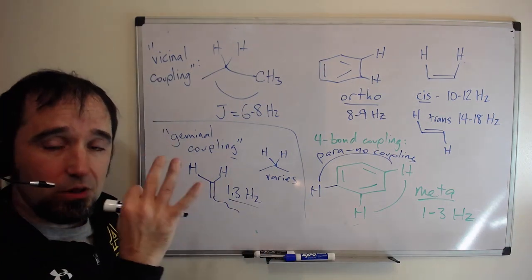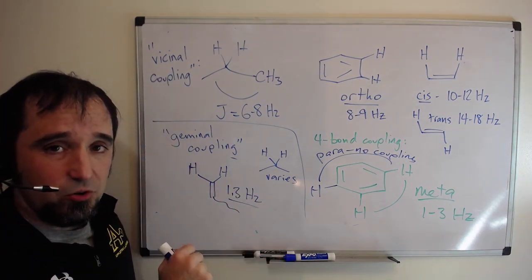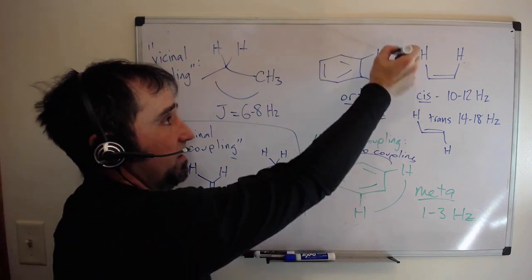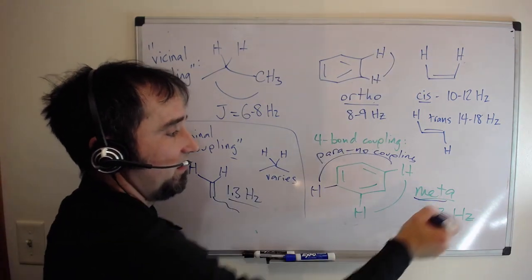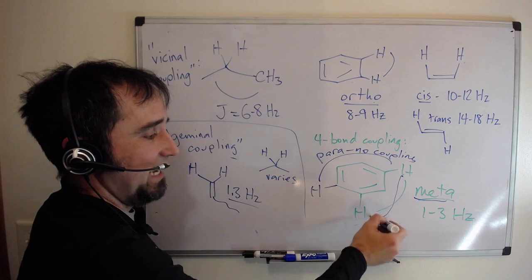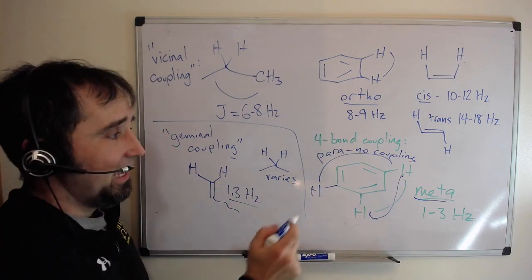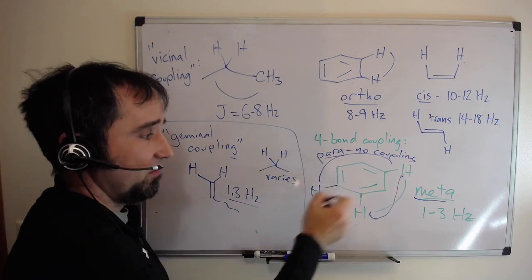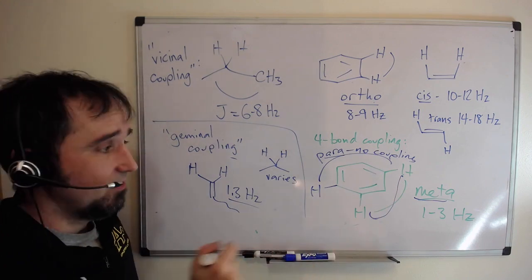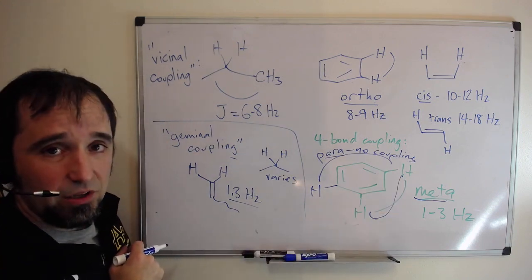So three relationship words when it comes to the benzene ring. Ortho is next door, meta is Latin for two doors down, maybe, and para is across, right? Para, I think, is Latin for across. So para, no coupling there.